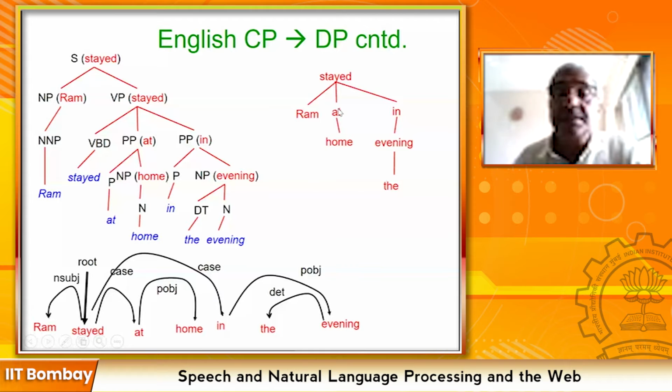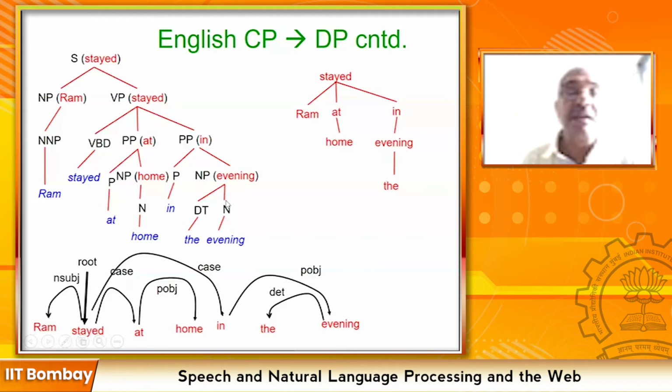Similarly, in is linked with stayed, okay, because in is the head of the preposition phrase in the evening. So in gets directly linked to stayed, the main verb of the sentence. Evening comes below in, and the comes below evening, because in NP the word that is eligible for promotion is evening, not the, because the is not the defining part of speech for the noun phrase. For the noun phrase, the defining part of speech is the noun, evening. So this is a very simple, elegant algorithm which will produce the unlabeled dependency tree for you.